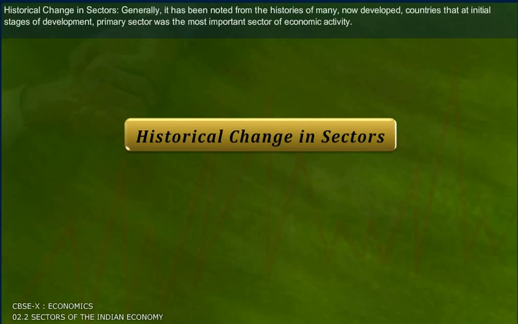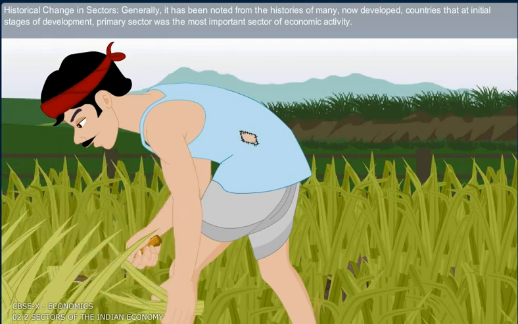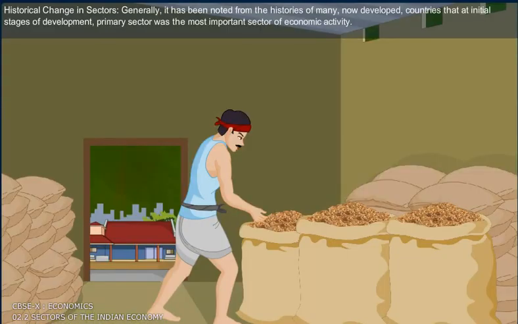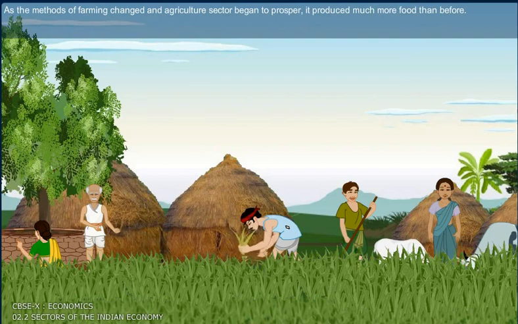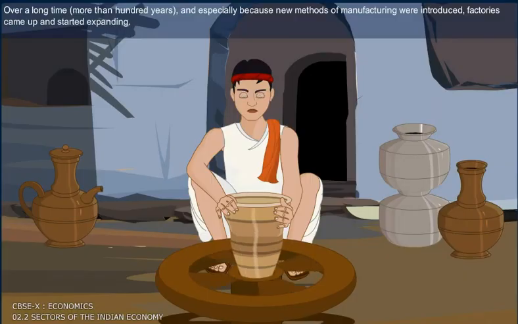Historical change in sectors. Generally, it has been noted from the histories of many now developed countries that at initial stages of development, the primary sector was the most important sector of economic activity. As the methods of farming changed and the agriculture sector began to prosper, it produced much more food than before.